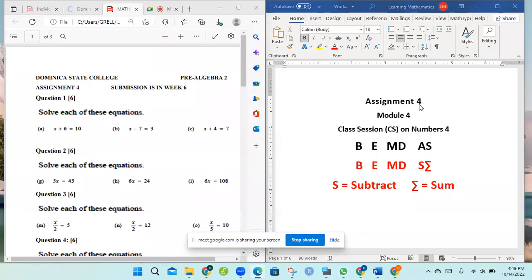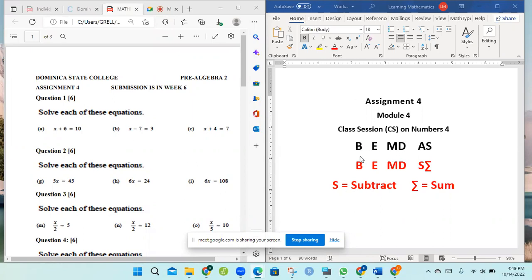So this is assignment 4, module 4. And these questions are basically algebraic questions, solving equations and so forth. So here it is on assignment 4, here it is on the left side of the window. On the right side is our worksheet.